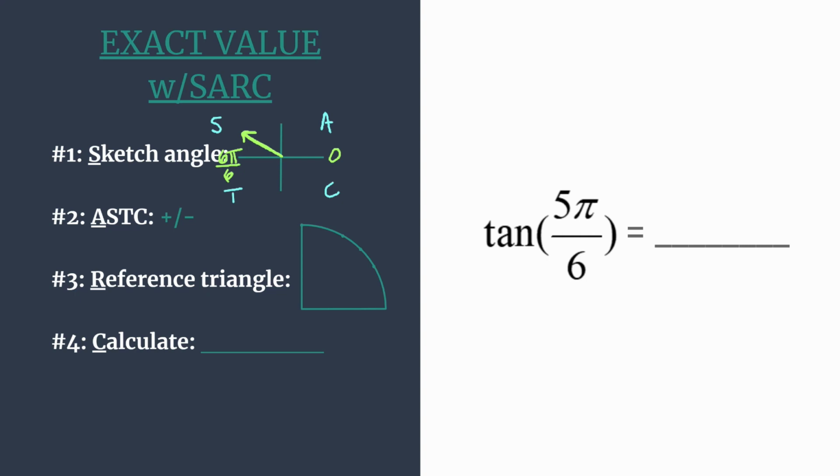So in 1, they're all positive. In 2, S stands for sine, and its reciprocal cosecant. So those are the only ones positive. And since we're in quadrant 2 trying to find the tangent of our angle, we know that it must be negative. So we go ahead and mark that.